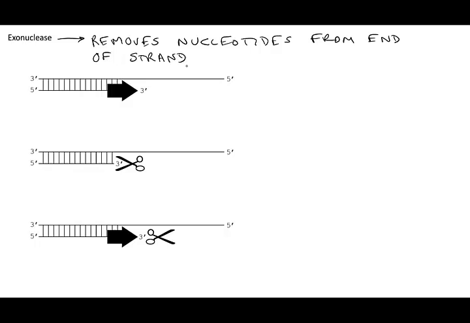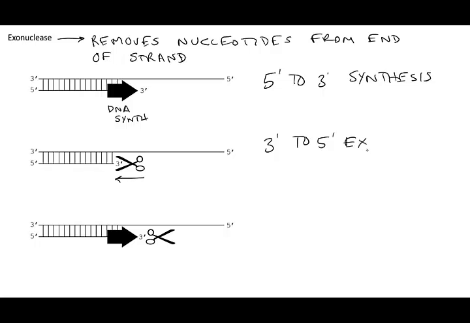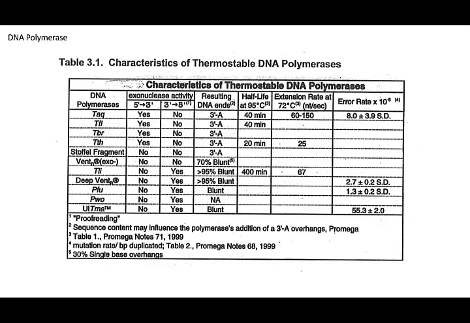All right, so to see what that means, here first we're going to use this black arrow to represent DNA synthesis. And so this top diagram is basically what we just saw in the first video, which is 5' to 3' synthesis. So that's the typical direction that all DNA polymerases synthesize. All right, now the scissors represent exonuclease activity. So here you can see the exonuclease activity is in the opposite direction. So this is 3' to 5' exonuclease activity. So we're removing nucleotides in the opposite direction that we're adding them.